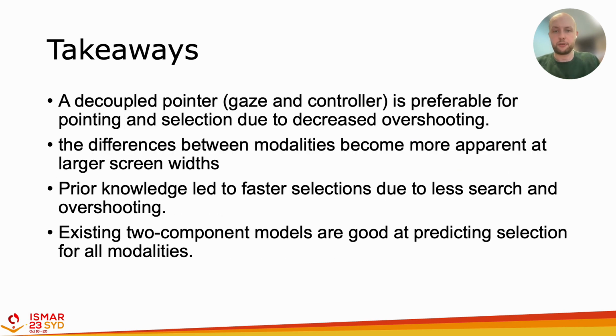So sort of takeaways from this study: a decoupled pointer, in this case gaze and controller, is preferable for pointing and selection of dynamically revealed targets due to reduced overshooting. The differences between modalities become more apparent at larger screen widths, so at smaller screen widths, modalities are not that different. Prior knowledge led to faster selections due to less search and overshooting, and existing two-component models are good at predicting selection for all modalities.